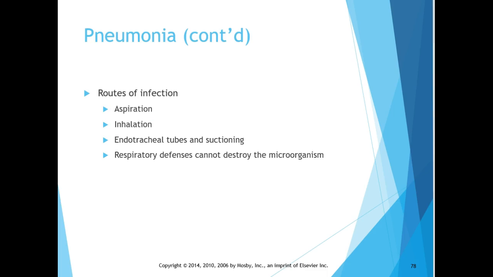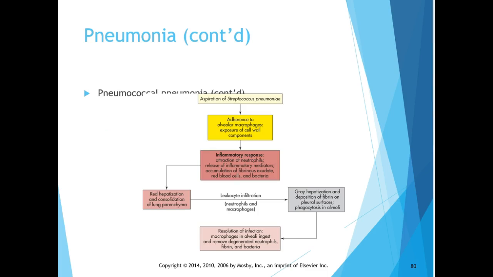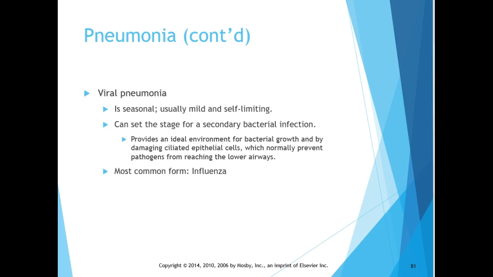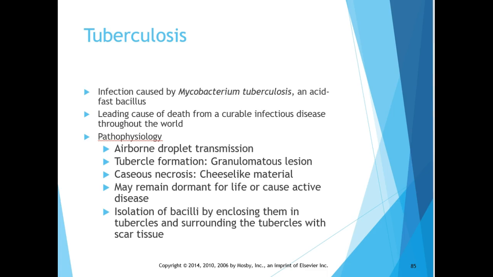Okay, and how you can develop pneumonia: aspiration, inhaled. You can definitely get it from, if you got somebody that's trached or whatever, they're definitely more prone to getting pneumonia. Just some of the more symptomology here.